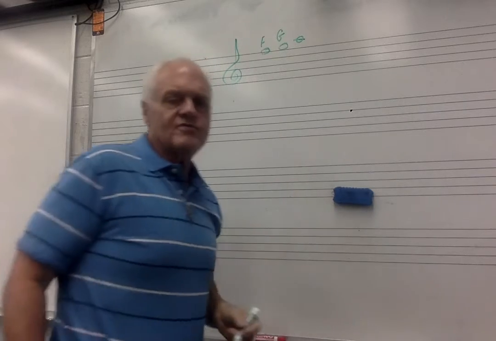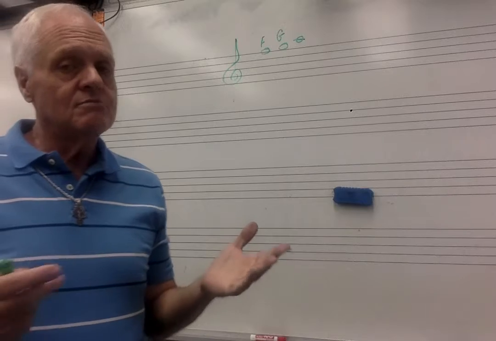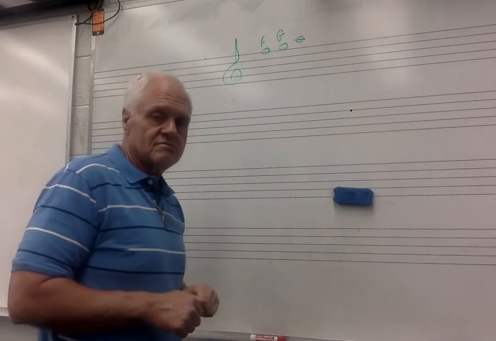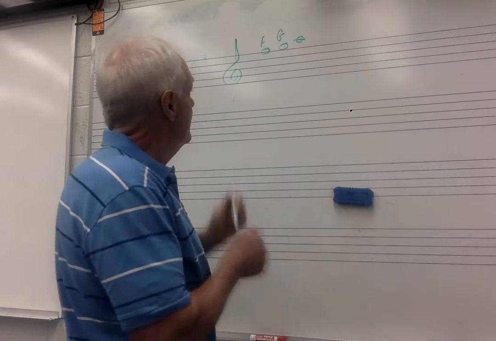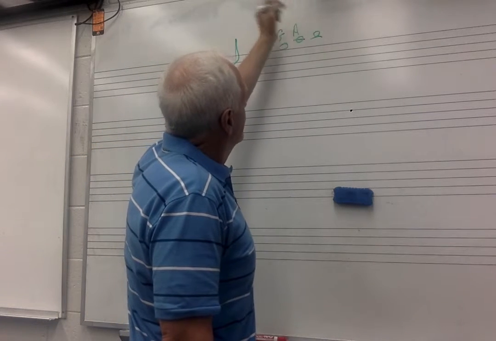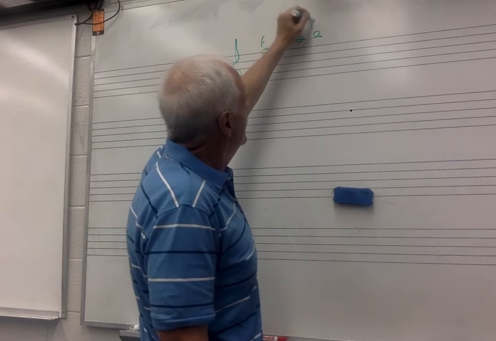G. What comes after G in music? Now, in the regular alphabet, H. But G is the end of the musical alphabet. What comes after G? We start all over. A. What is that space right there above that ledger line? What comes after A? B.